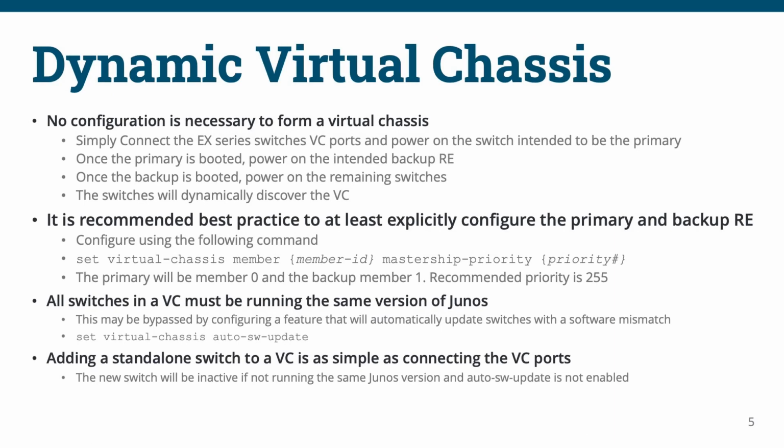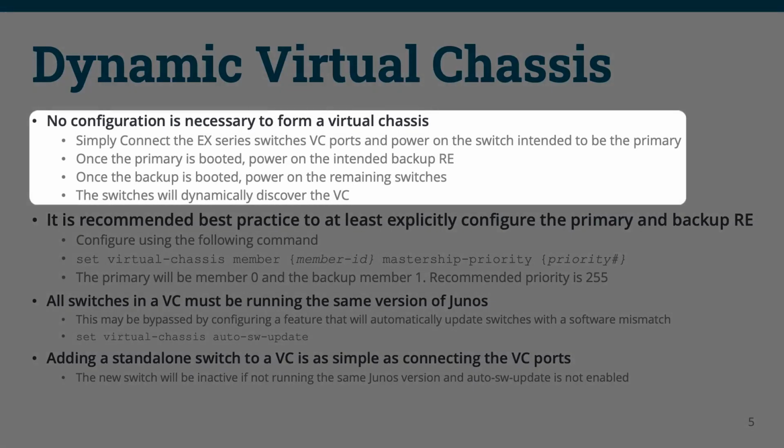When setting up a dynamic virtual chassis, no configuration is actually necessary to form the virtual chassis. We would simply connect the VC ports on each switch to the VC and power on the switch intended to be the primary RE first. Once the primary RE is booted, we can power on the intended backup RE next to allow it to take the role dynamically. Finally, once the backup is booted, we can power on the remaining switches to allow them to assume the line card roles. These switches will automatically, dynamically discover one another over the VC ports.